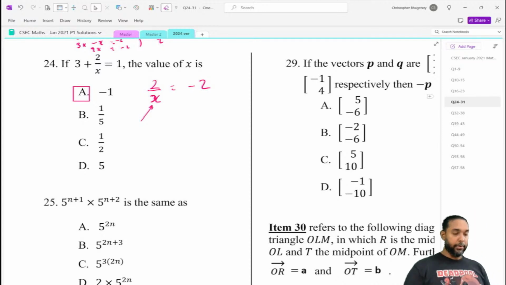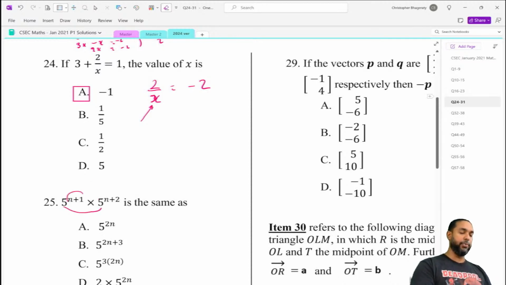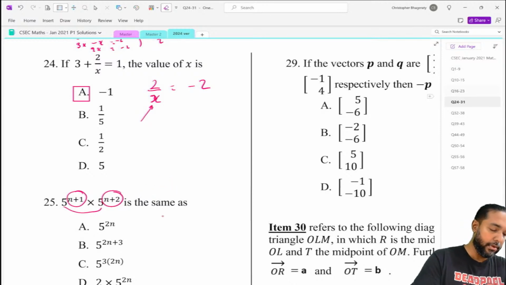Interesting. Okay. So we have 5 to the n plus 1 multiplied by 5 to the n plus 2. When we have the same base, 5, and we are multiplying, what do we do with the powers? We add them. So n plus 1 plus n plus 2. N plus n is 2n, and 1 plus 2 is 3. That's option B.